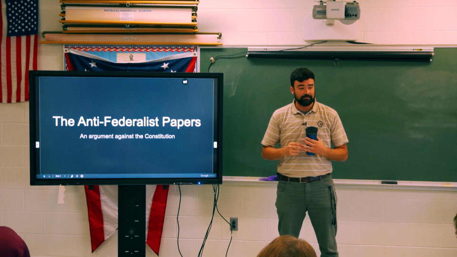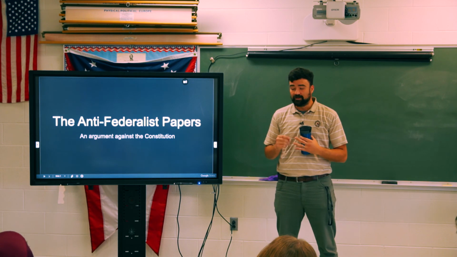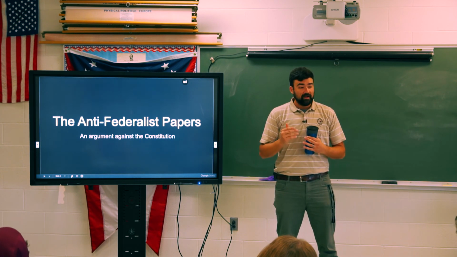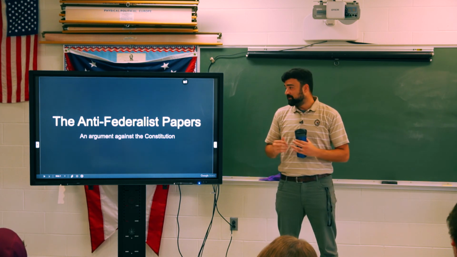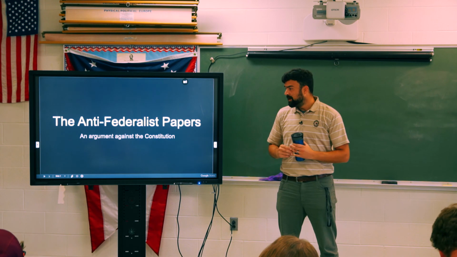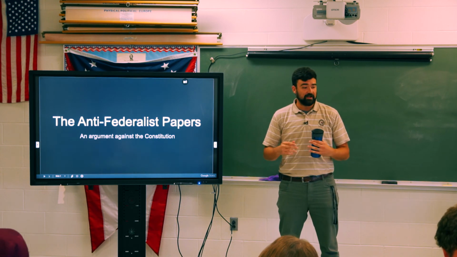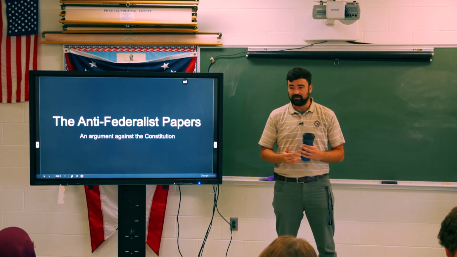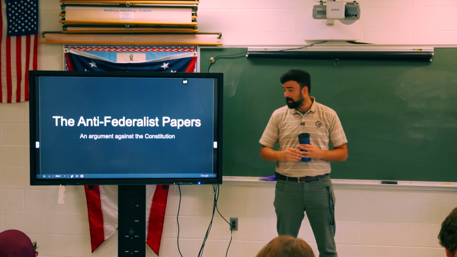Constitution as it was. Well, the Constitution created a strong central government, and that was troublesome for the Anti-Federalists. They were afraid that this could be a bad thing for the United States. So they published a series of arguments called the Anti-Federalist Papers. Again, really, really creative, right?